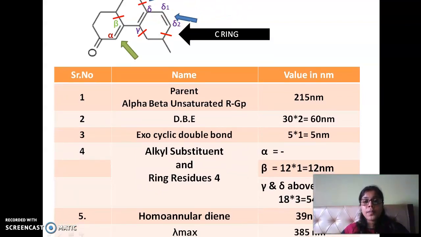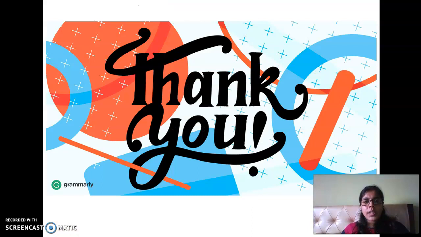Can you see? Yes, 385. 2 DBEs, 1 exocyclic, 12 for 1 ring residue at beta, 3 for 3 ring residues at gamma and beyond, 39 for the C ring which is homoannular. Correct? So with this we complete our alpha beta unsaturated carbonyl compounds Woodward-Fieser rules. I hope I have made all the problems easy. Go sequentially and you will not go wrong anytime. Thanks for watching the video.